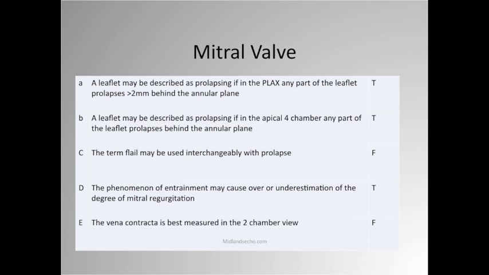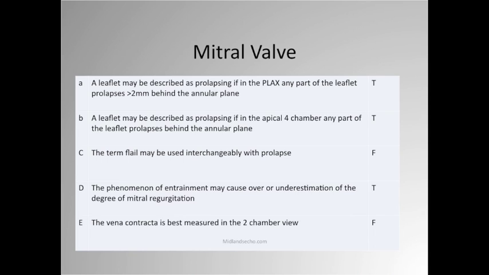Mitral valve. The leaflet may be described as prolapsing if in the long axis view any part of the leaflet goes more than 2 millimeters behind the annular plane. That's true. And similarly in the four-chamber view, if any part goes behind the annular plane at all, that's considered prolapse. So you should know the definitions of prolapse. The term flail may be used interchangeably with prolapse. That's not true. A flail leaflet is where the tip of the leaflet turns to face into the atrium, while with a prolapsing leaflet, the tip of the leaflet can still point towards the ventricle.